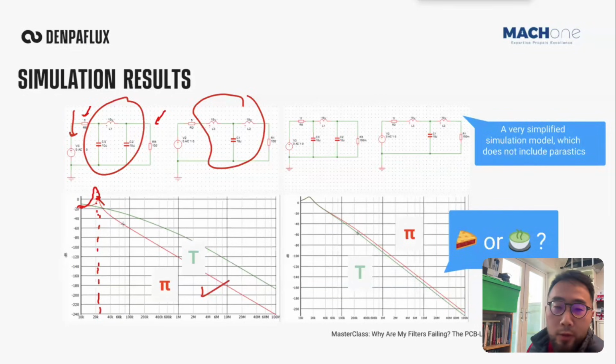But as you can see from the performance of these two simulations, I would prefer a pi filter in general, okay? There are many other reasons that I would prefer to choose a pi filter over a T filter.